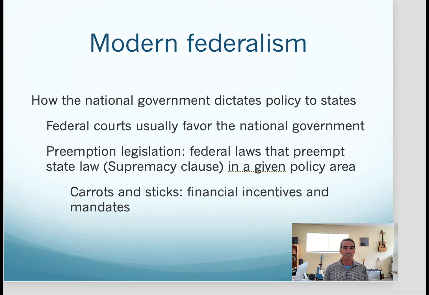And here again, we're referring to the supremacy clause. When federal and state law conflict, federal law wins, assuming both laws are constitutional. The national government has dictated policy to the states through a blend of appeals that the text, I think, refers to as carrots and sticks. Carrots being financial incentives for states to adopt certain policies that are dictated by the federal government, and sticks being mandates, often unfunded mandates.